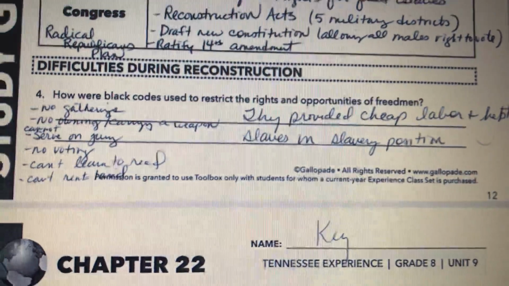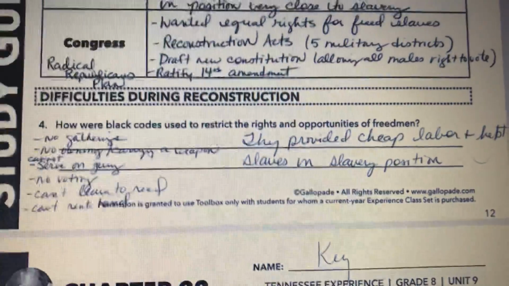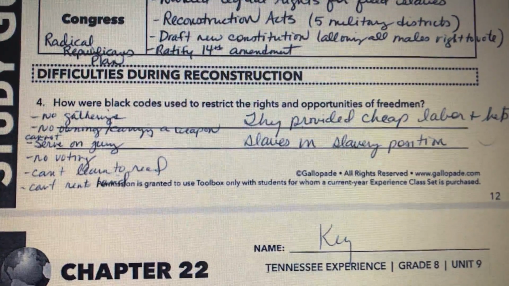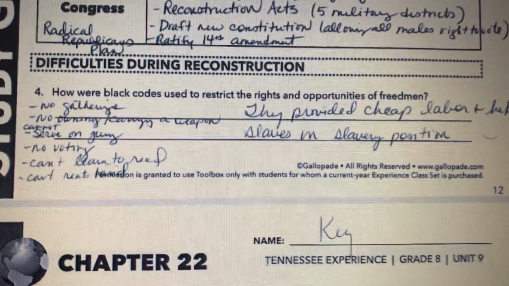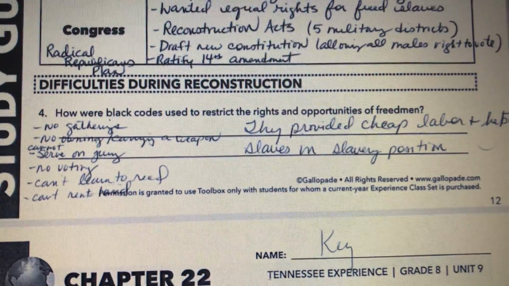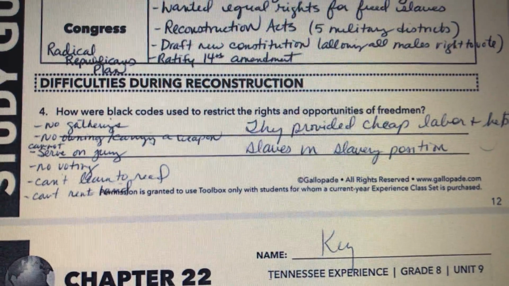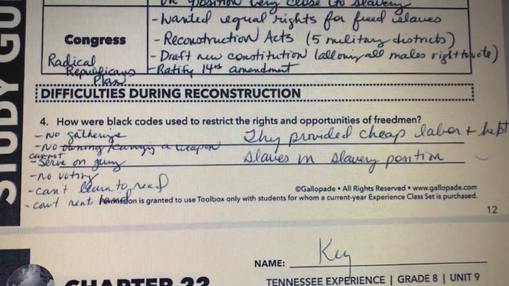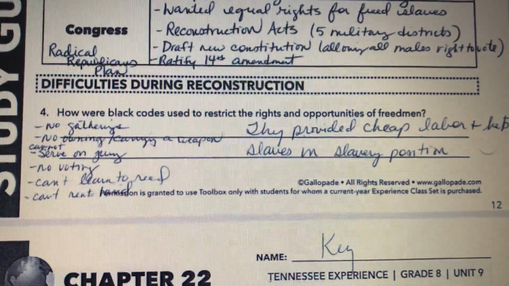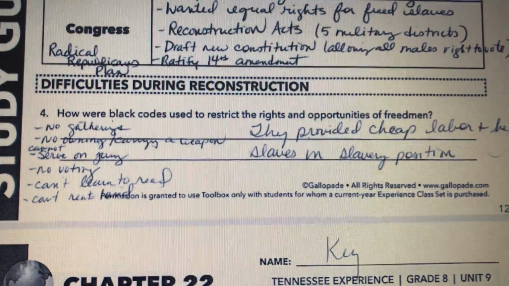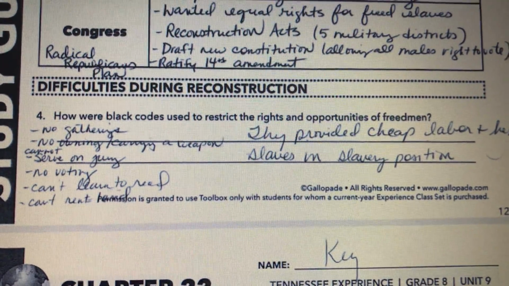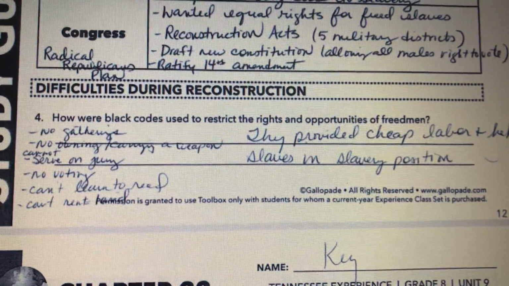Number 4, how were black codes used to restrict the rights and opportunities of freedmen? Well, first of all, let's list a few of these black codes, which are very similar to the slave codes. They couldn't gather in groups, especially after dark. No owning or carrying a weapon. Couldn't serve on a jury. At that time, there was no voting for them. Can't learn to read and write. They did not want them educated. That was like giving them ammunition. They could better themselves if they had an education.